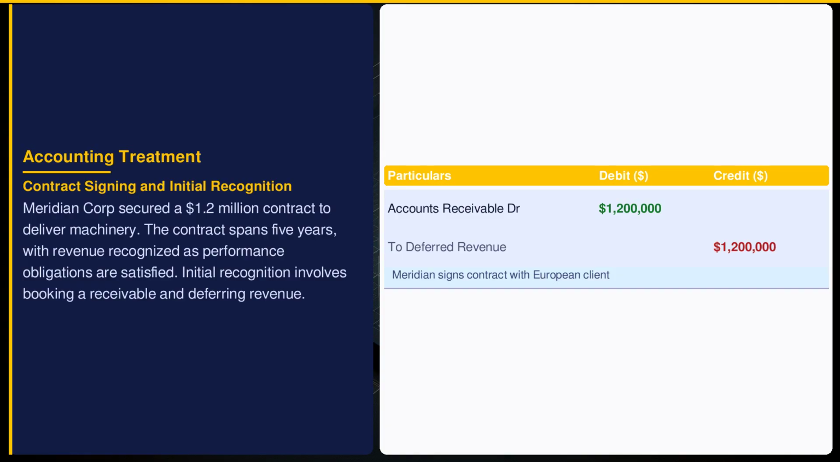To recognize the $1.2 million contract under ASC 606, Meridian records an asset in accounts receivable and a liability in deferred revenue. This reflects Meridian's right to payment and obligation to deliver. Recognition aligns with ASC 606's core principle. Revenue is recognized as control of goods or services is transferred to a client.